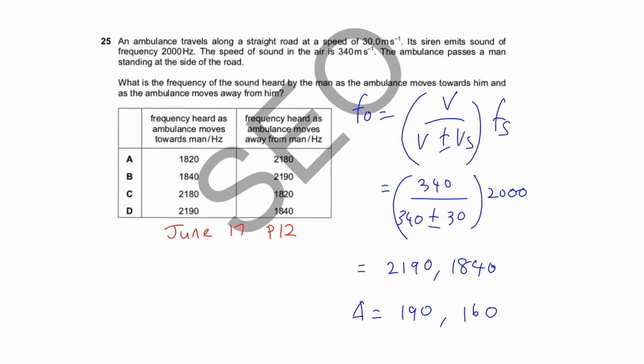So don't forget, when the ambulance is moving towards the man, you'll get a higher frequency. And when it's leaving, you'll get a lower frequency. So the answer will be D.